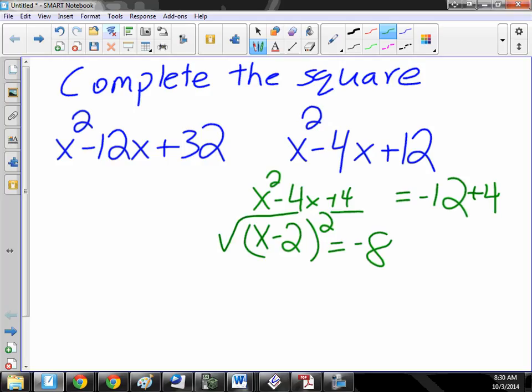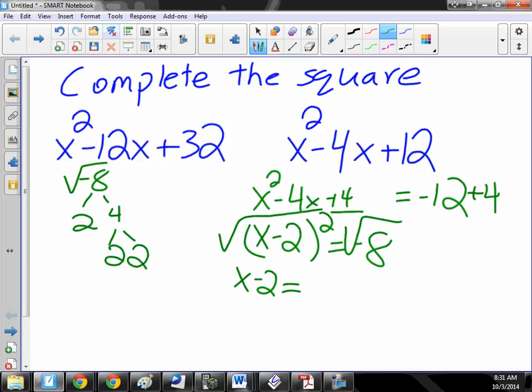So I square root, and I square root, and I get x minus 2 equals, well, let's simplify root negative 8. If I factor it, I get 2 and 4, 2 and 2. What am I looking for? Pairs, not apples or peaches or plums.